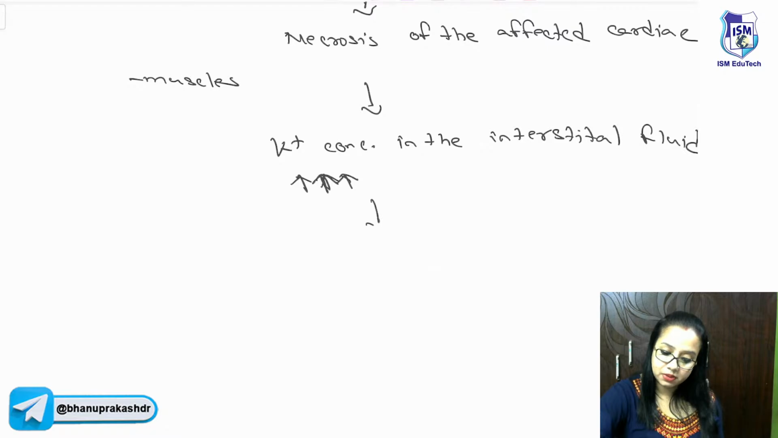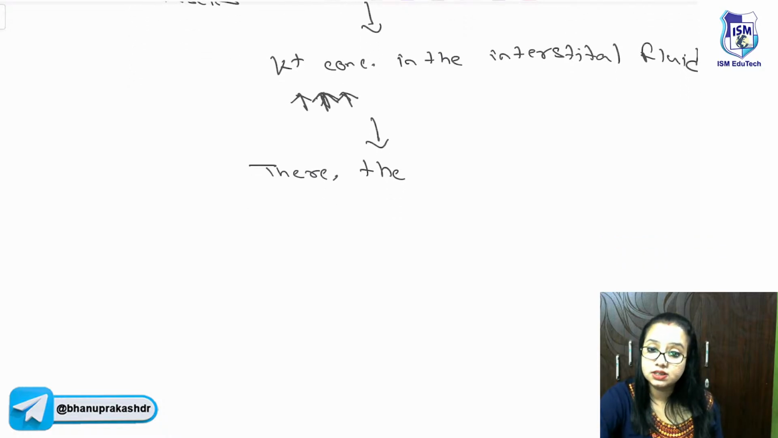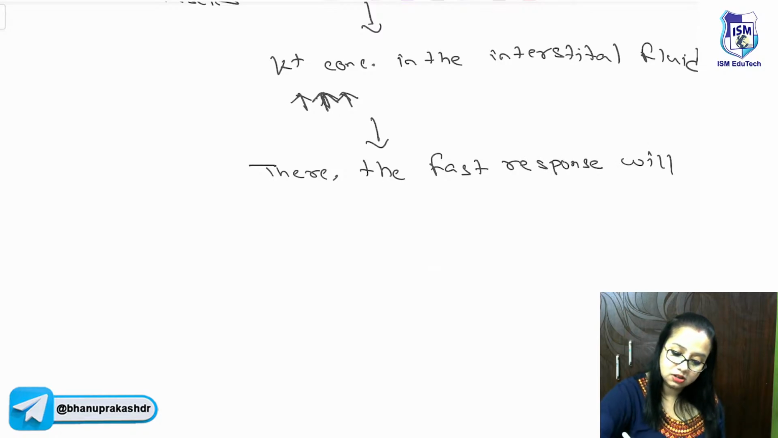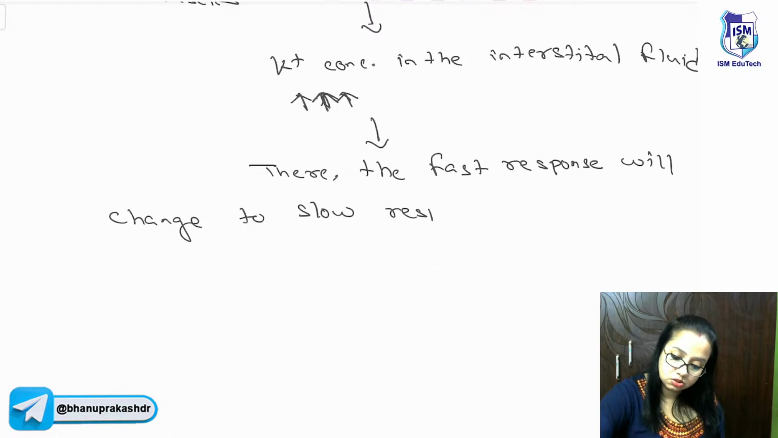So that particular area, the ventricle muscle, what type of action potential do they show? They show the fast response. Now this fast response will change to slow response. Okay, this is one example.